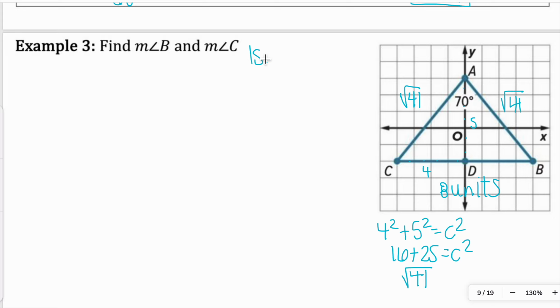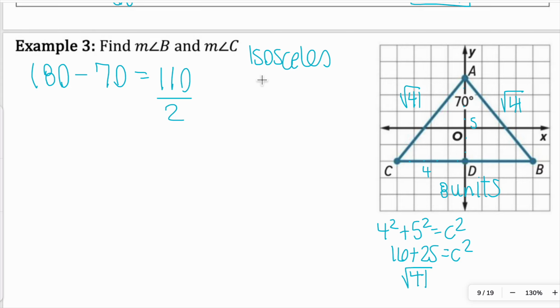So this is an isosceles triangle, which means if I have 180 and I subtract 70, I'm going to be left with 110, but both of those angles should be matching. So I'm going to divide by 2. So I'm going to get 55 degrees, which means the measure of angle B and the measure of angle C are equal to 55 degrees.